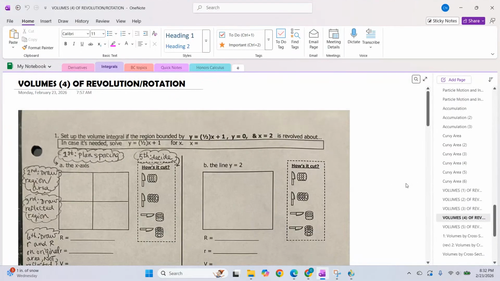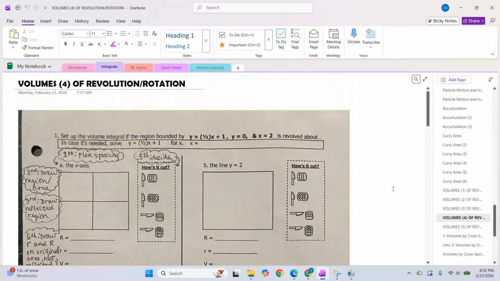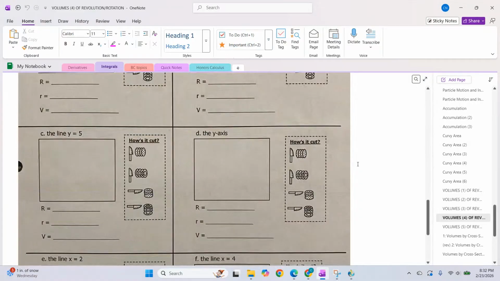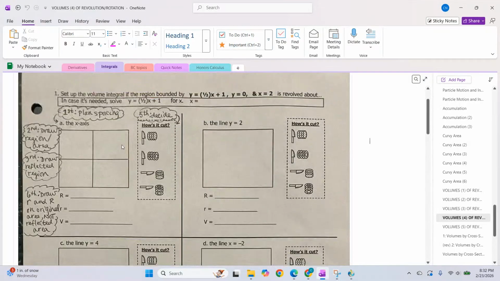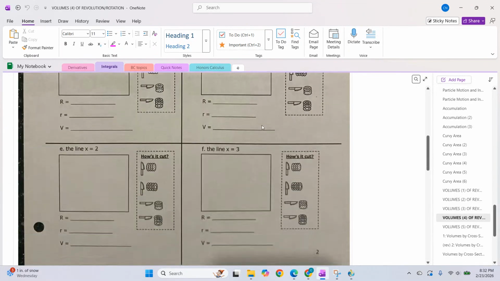These are going to be posted as PDFs, and if you have a printer, I highly recommend that you print these. I know you might not have a printer, or if you do, it might not have ink. So if you don't have a printer, then you're just going to write your answers in your notebook. As you can see, it's literally a box. All you're going to be doing is drawing axes and labeling R and V. So if you can't print this, it's really not a big deal.